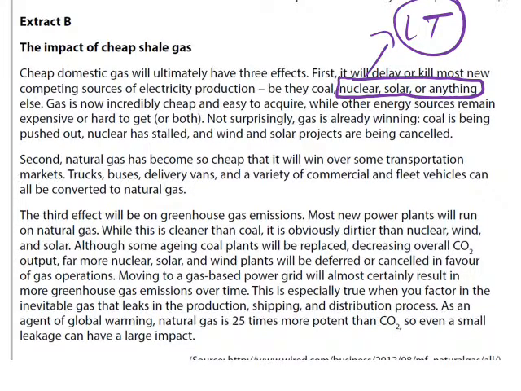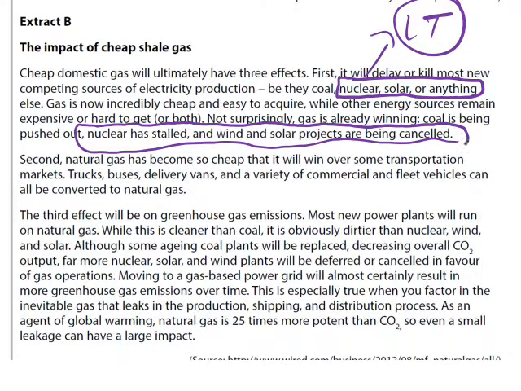The gas is now incredibly cheap and easy to acquire, while other energy sources remain expensive or hard to get. So gas is winning, coal is being pushed out, nuclear is stalled, and wind and solar projects are being cancelled. So we are becoming reliant on just a different, slightly less polluting fossil fuel, but it still is a non-renewable resource. Natural gas has become so cheap it will win over some transportation markets. So potentially being used for transport, which currently is quite a significant contributor to greenhouse emissions.